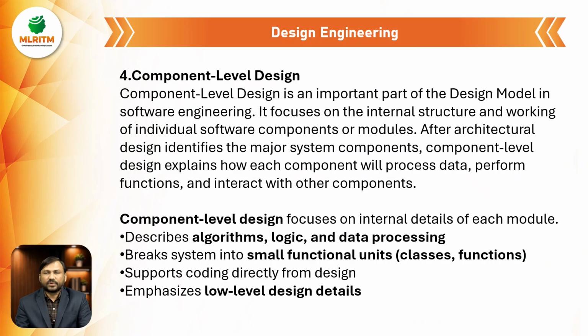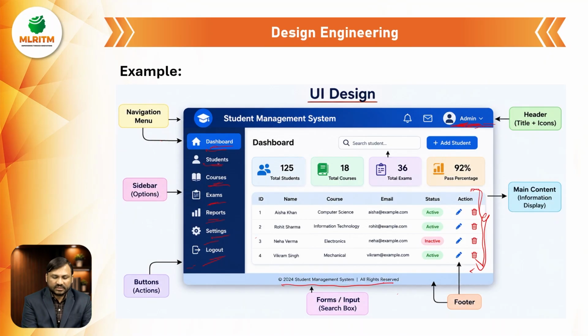So here it focuses on the internal structure and working of individual software components or modules. After the architectural design identifies the major software or system components, component level design explains how each component will process the data or perform the functions and interact with other components. Like these are the individual set of important components. So this is the component level design, we can say.